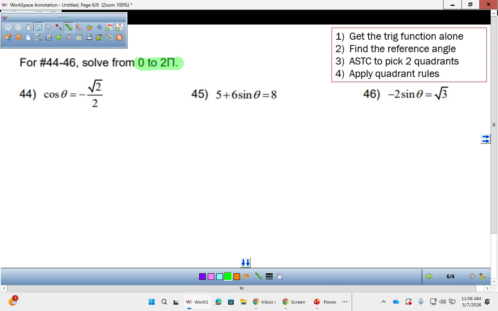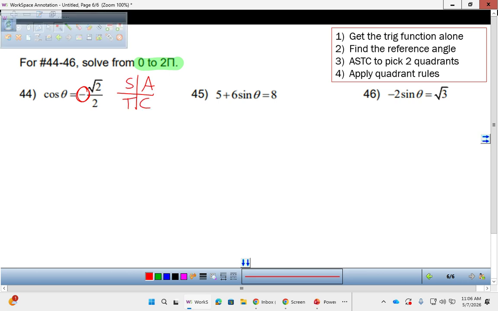All right, so let's see something. We've got a negative here. So eventually that negative is telling me that I'm going to apply my answers to where cosine is negative. Well, cosine is positive in 1 and 4. So it's negative in 2 and 3. So eventually I'm going to use 2 and 3 rules. And that's because of that negative sign.